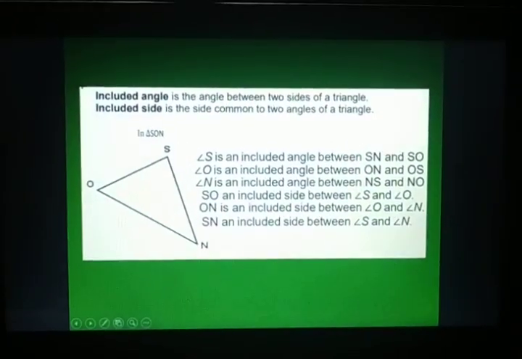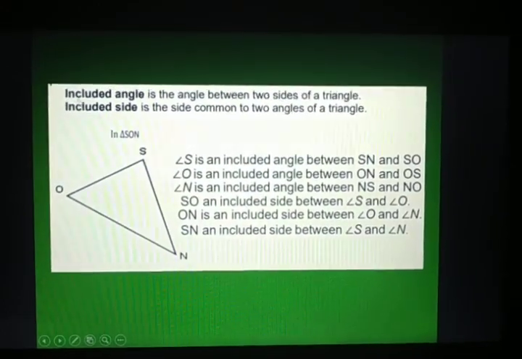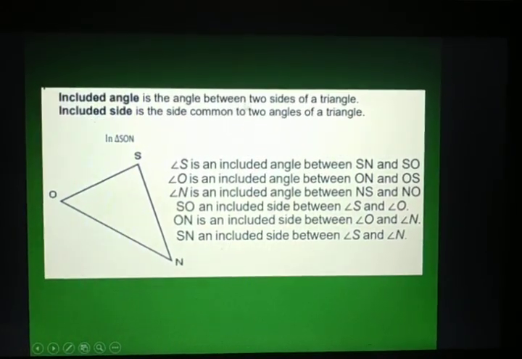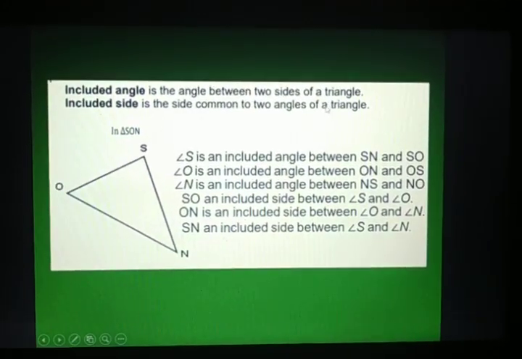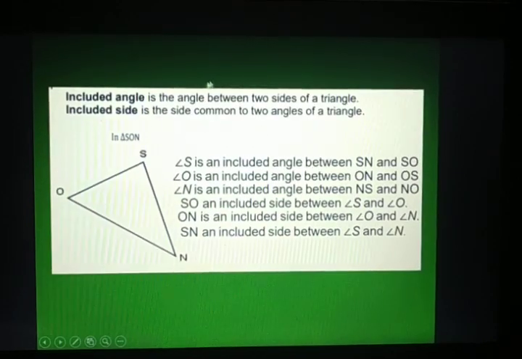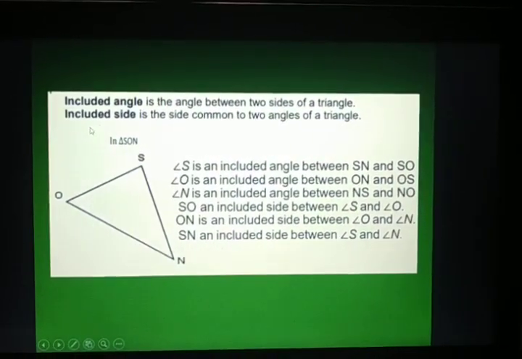So, first, this is a triangle. Okay, let's define terms like included angle. Included angle is the angle between two sides of a triangle. In our term, ang napatungan nga angle. Napatungan siya sang duwa ka sides. Okay? Next, we have included side.